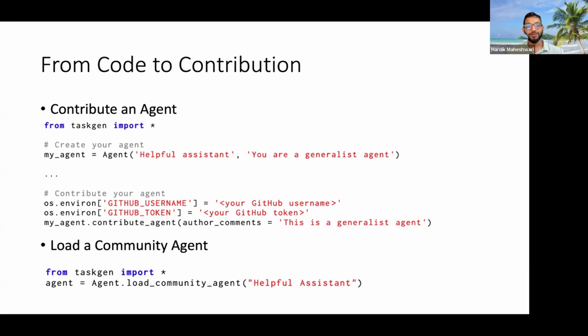Towards the upper part of the slide, there's a snippet showing how you can contribute an agent. You can contribute an agent just from the Jupyter Notebook or any environment you are working in. This does not need any prerequisite for you to install something, clone something, or anything like that. You can build your agent like you do, and then the last line, my_agent.contribute_agent, will contribute your agent to GitHub. You can provide some comments, and we encourage you to provide author comments so that other people who are looking for similar functionality can search and find your agent.